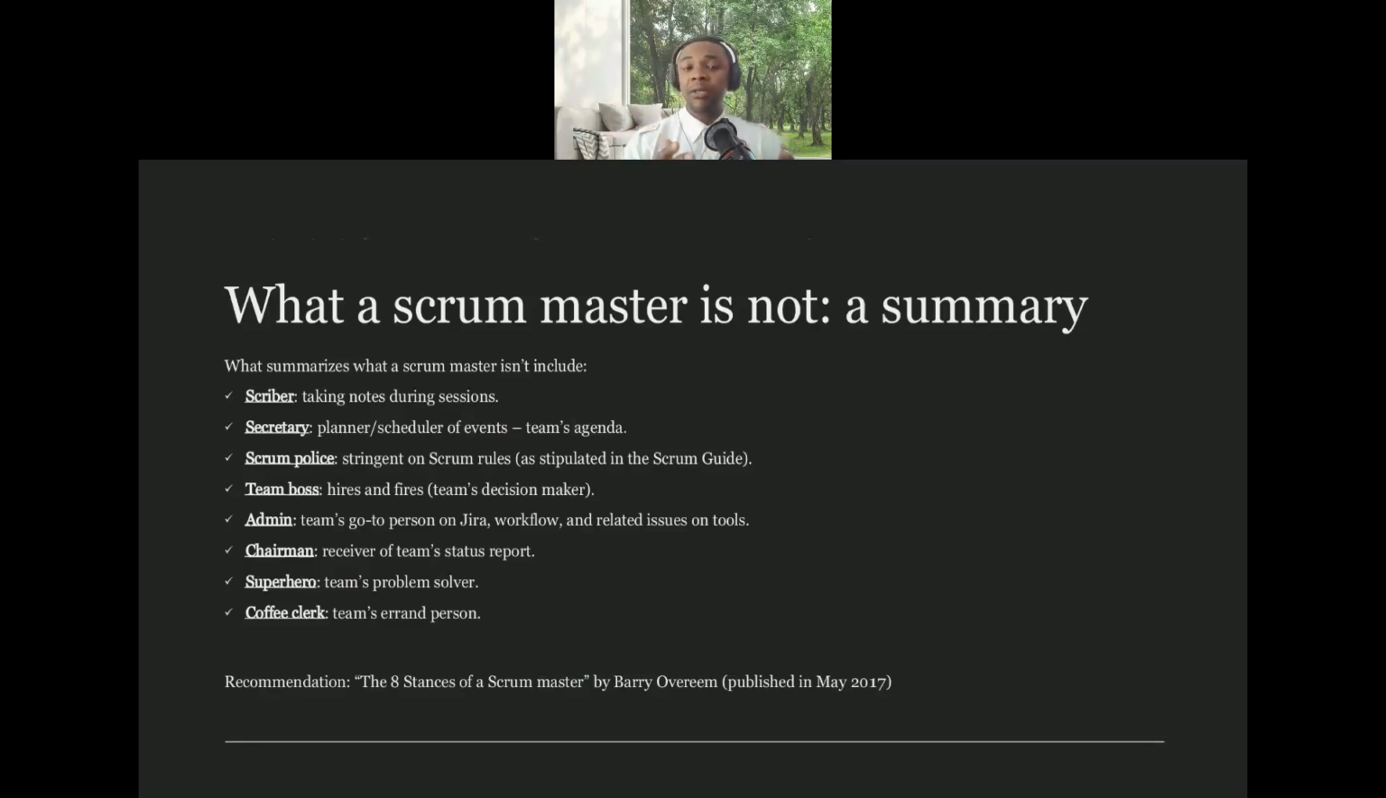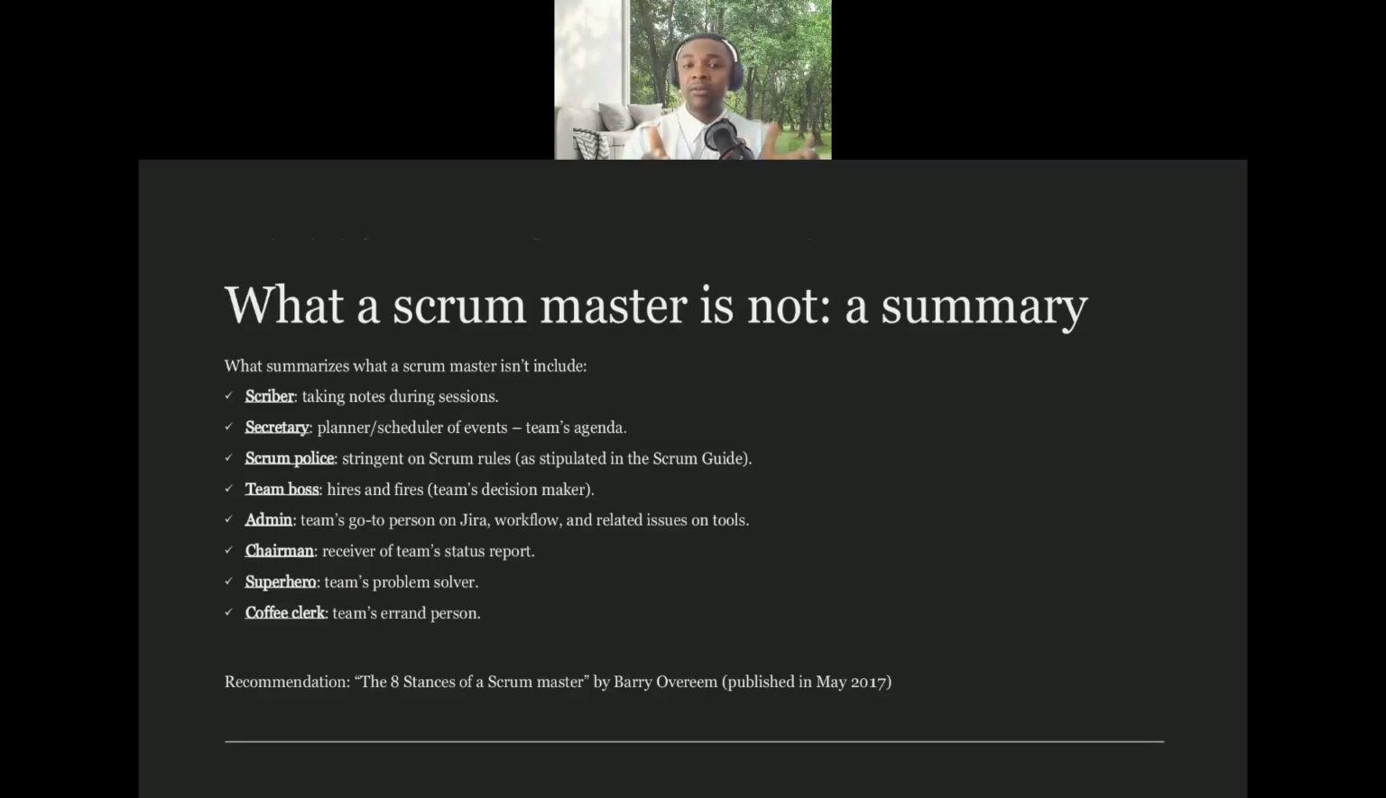Some Scrum Masters, because I am someone that shares information, I belong to a lot of communities of practice, and some Scrum Masters have shared how their supervisors have asked them to write or make notes in each of the ceremonies. It could be a particular thing, but again, it's not mandatory. A Scrum Master is not required to make notes.